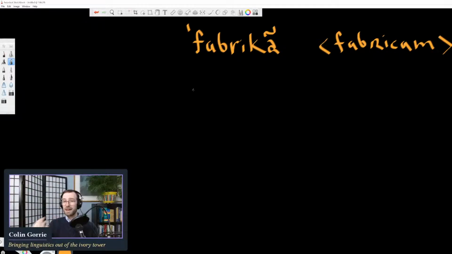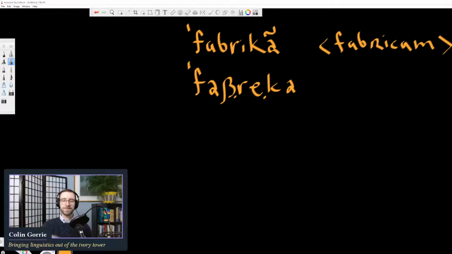But that form is going to be something more like, and we're going to put this in IPA as well, fabrica. So we have the syllable breaks here as well, and stress here. So fabrica. What are the differences here? Instead of the voiced bilabial stop, b, we have a voiced bilabial fricative, v. And instead of a short e, we have a short a vowel here.